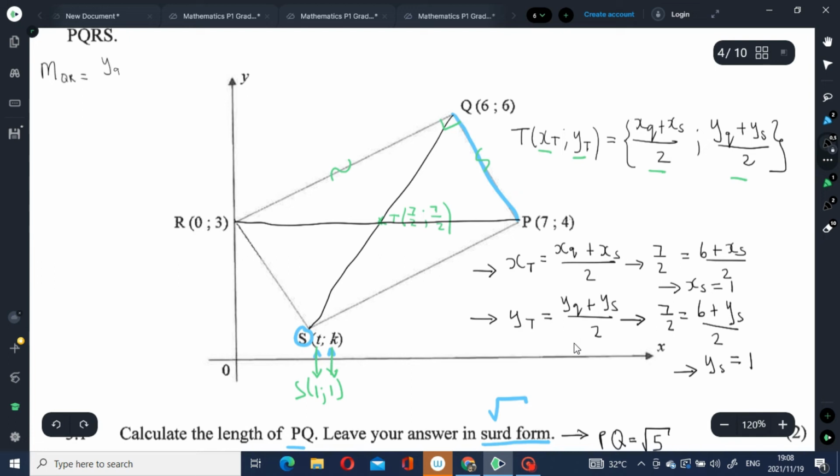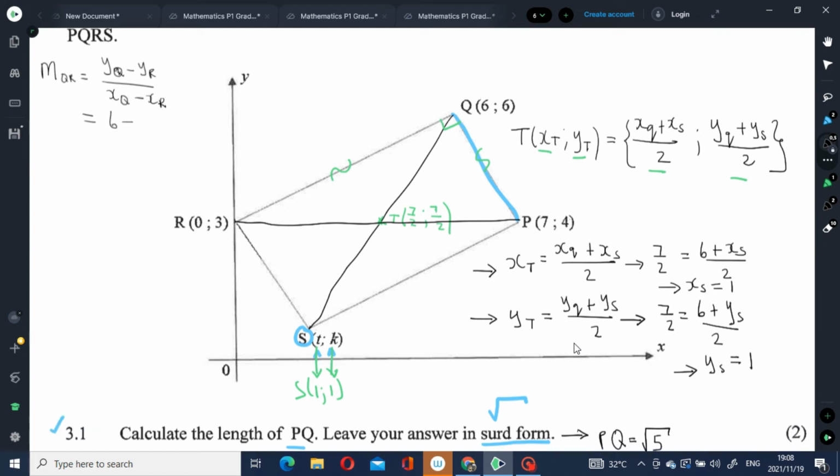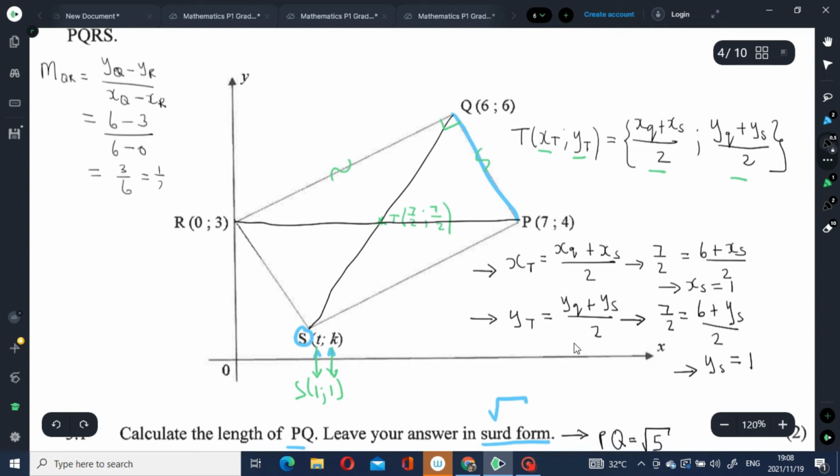So let's work out the gradient of QR. It's YQ minus YR all over XQ minus XR. This is equal to 6 minus 3 divided by 6 minus 0, which is 3 over 6, which is equal to 1 over 2, a half.